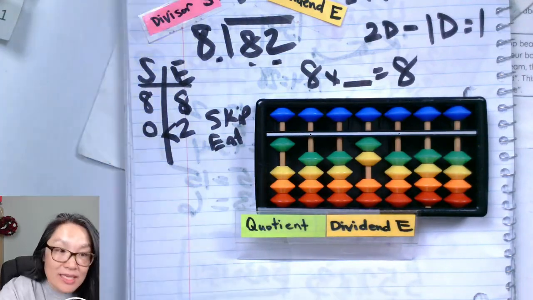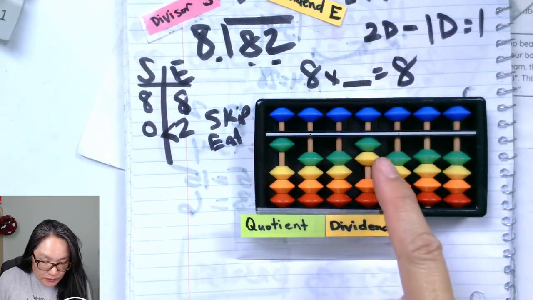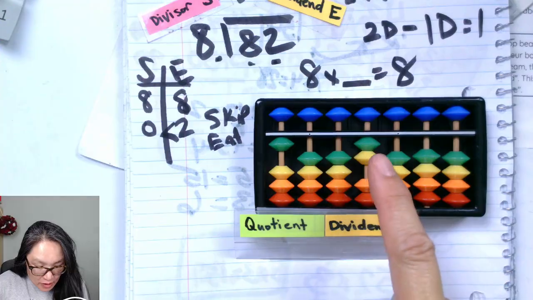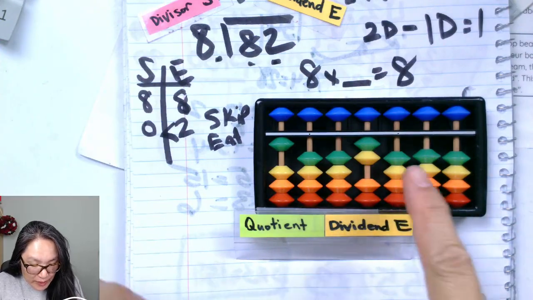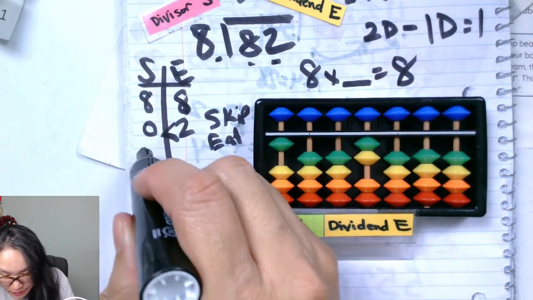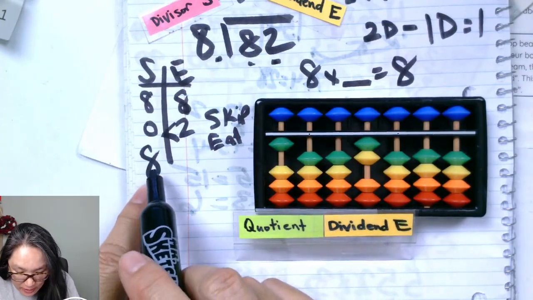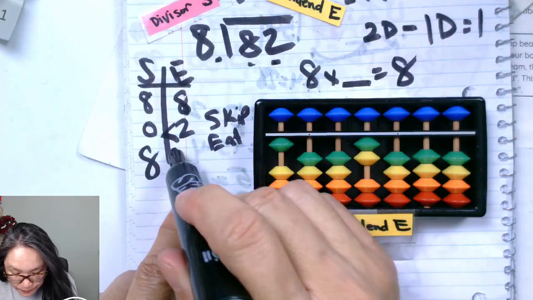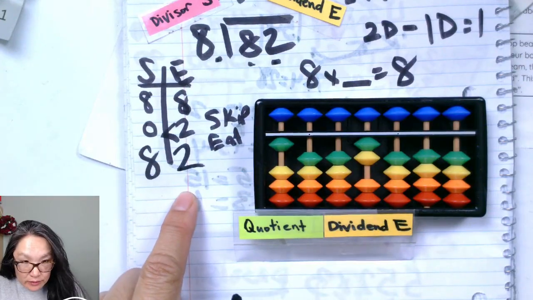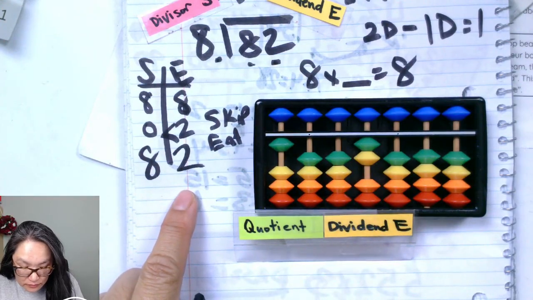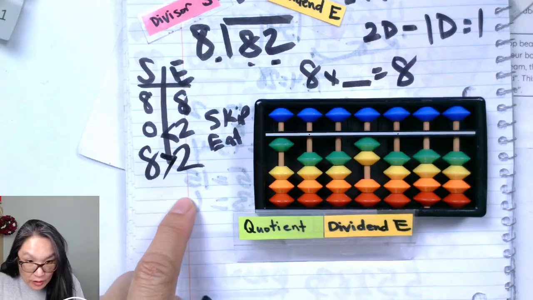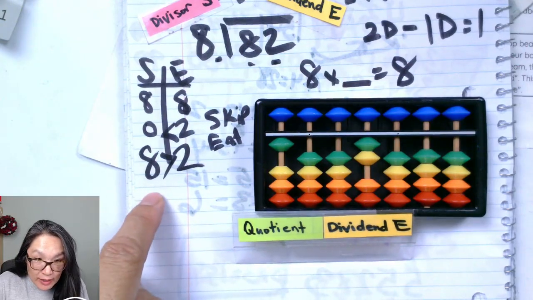The reason why I'm not done is because I still have a dividend. So now my question is what? Who is bigger? My divisor is 8. My dividend is 2. Who is bigger? My 8 is bigger. Yes, my 8 is bigger.